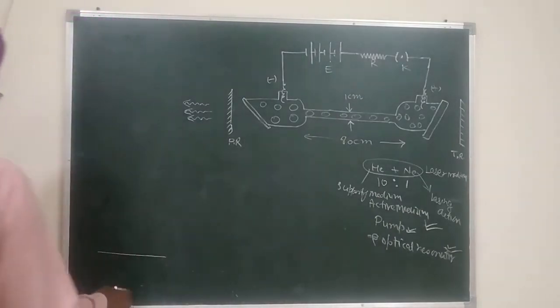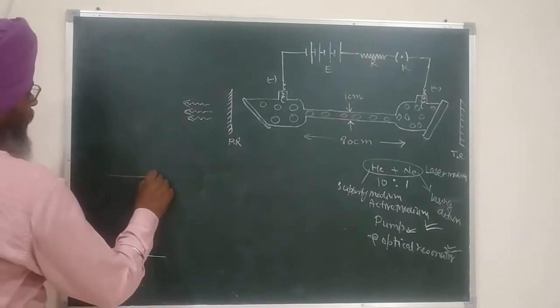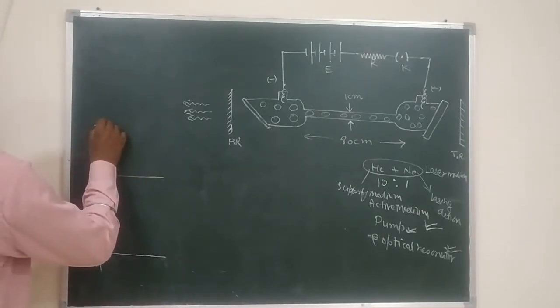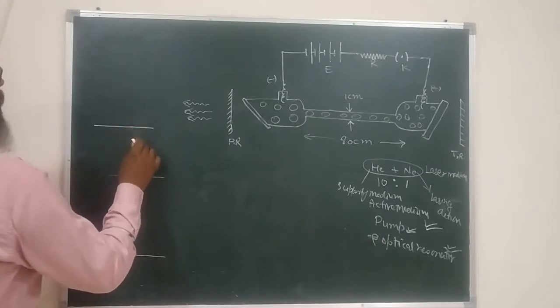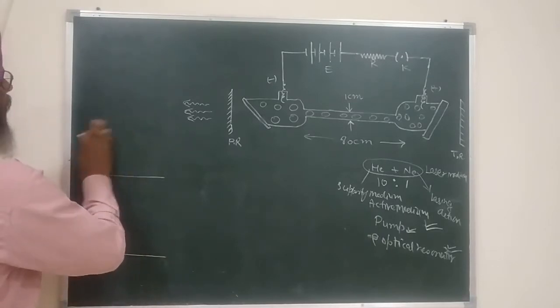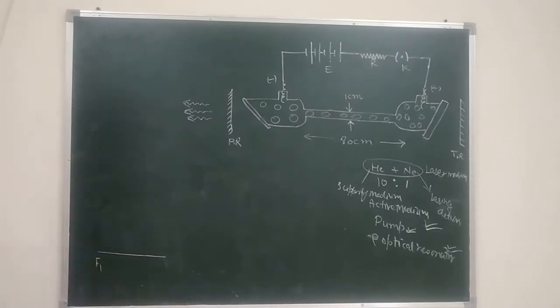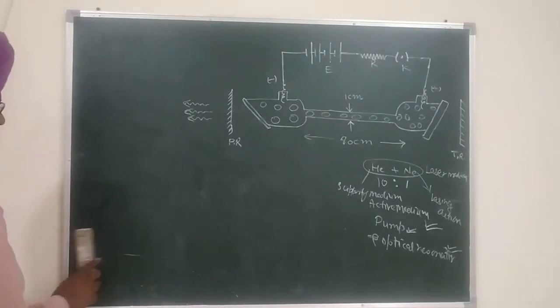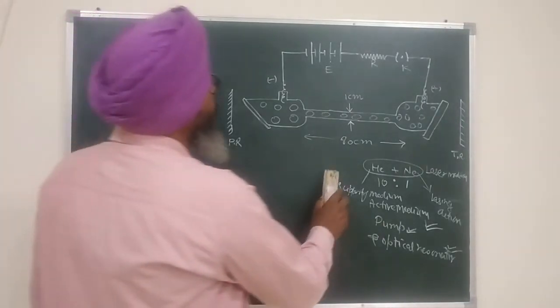This is helium. Let us say this is the ground level of helium. This is the excited level. This is another excited level of helium. Because of the less space available to me, I can erase this portion.